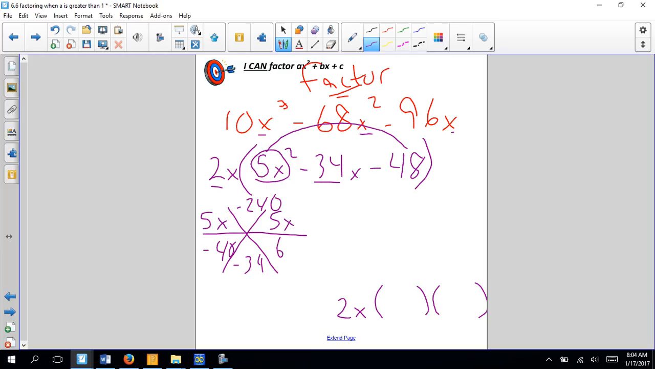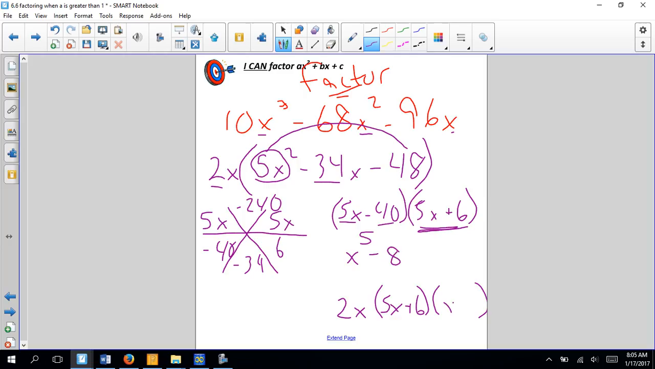So when I write these factors, currently my factors would be 5x minus 40 and 5x plus 6. Okay? If I look at this one, 5x plus 6, there's nothing I can divide out of 5x and 6. I know that one's perfectly fine, so I'm just going to write down here 5x plus 6. For this one, I see a 5x and a 40. I know I can divide both by 5, so I do. And that ends up giving me x minus 8. So that shows me my second factor should be x minus 8.